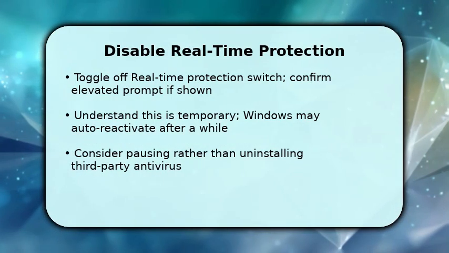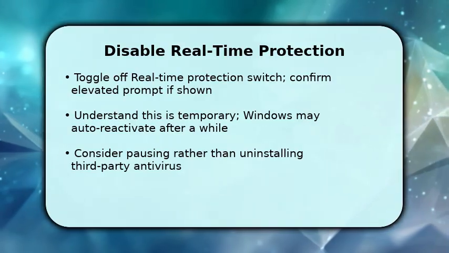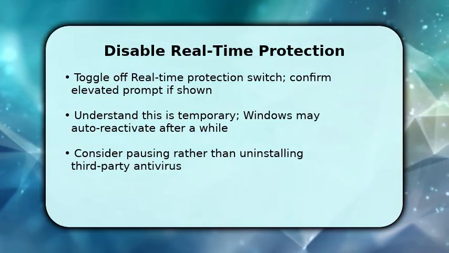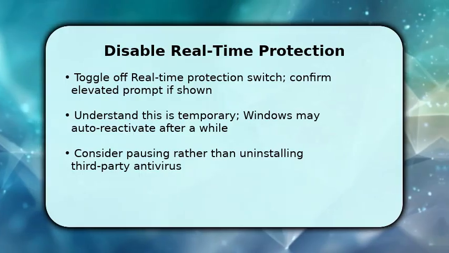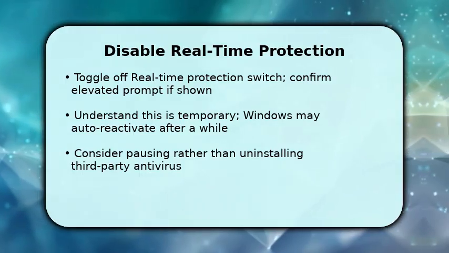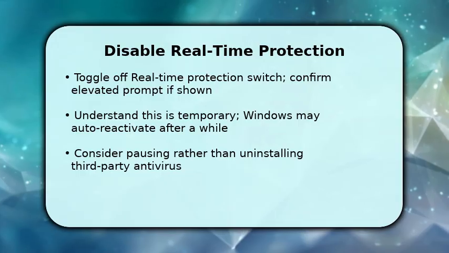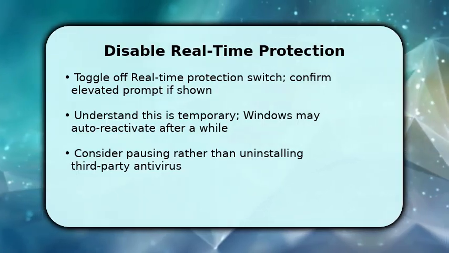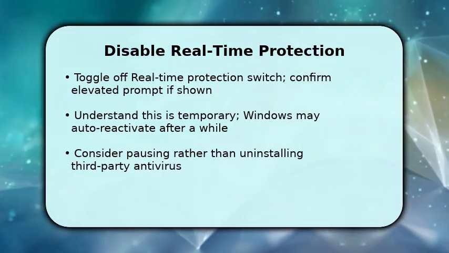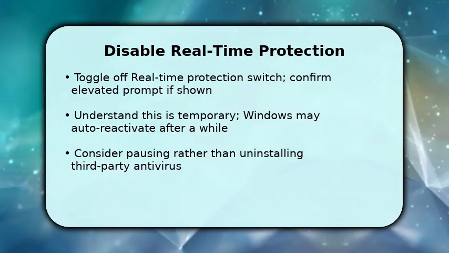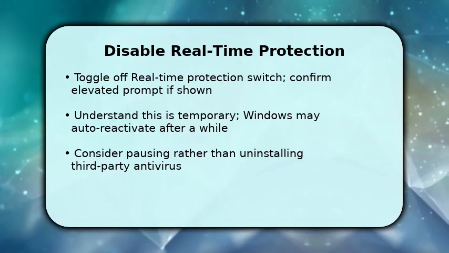You now toggle off real-time protection to stop active scanning. Click the switch to off and, if prompted by user account control, accept the elevation to apply the change. Be aware that Windows treats this as temporary and can re-enable real-time protection automatically after a restart or update, so if you need it off for a task, schedule that task immediately.